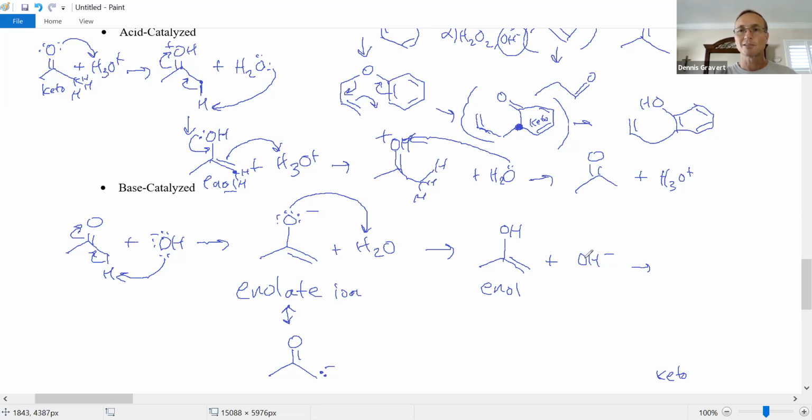Hey, base, go find an H+. Oh, well, here's a hydrogen. Why don't I take that one? Good for you, because that's what you're supposed to do. So hydroxide, remove the hydrogen. We have negatively charged oxygen. Hey, we're trying to form the keto group. So maybe if we draw, it'll help us figure out what we're supposed to do next.